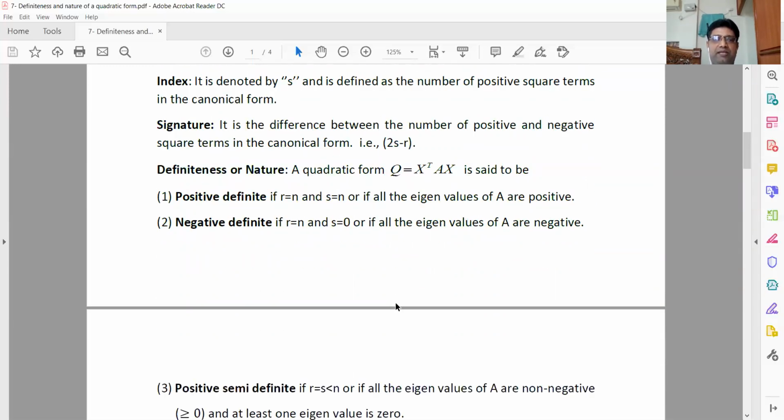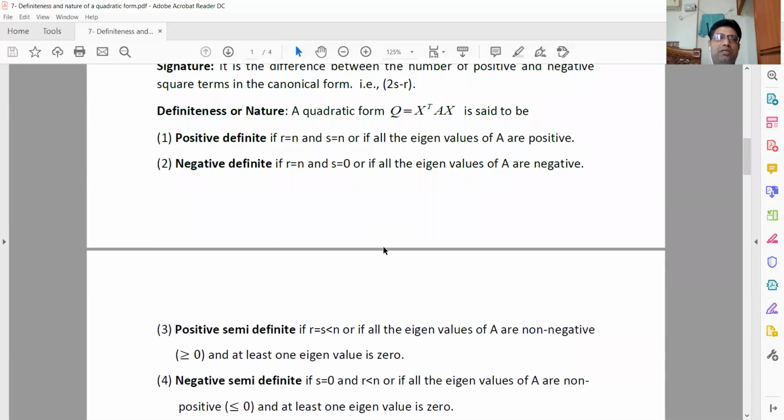Next we'll see the definiteness or nature. There are 5 types here. A quadratic form Q equals x transpose A x is said to be positive definite if the rank is equal to n, the number of variables, and the index s equals n. Or another way is, if all the eigenvalues of A are positive, then we say that it is positive definite. Coming to negative definite, if r equals n and s equals 0, or if all the eigenvalues of A are negative, then we say that it is negative definite. So if all are positive, positive definite; all are negative, negative definite.